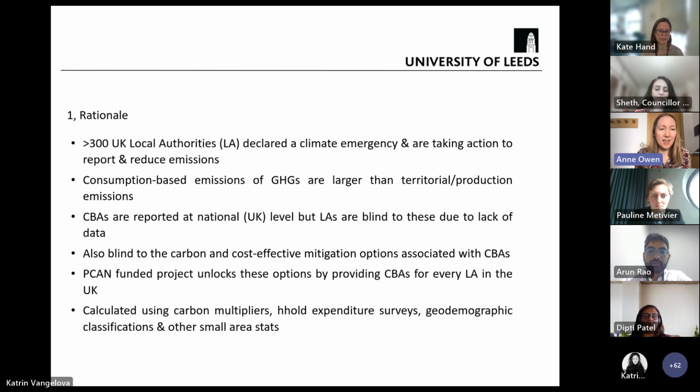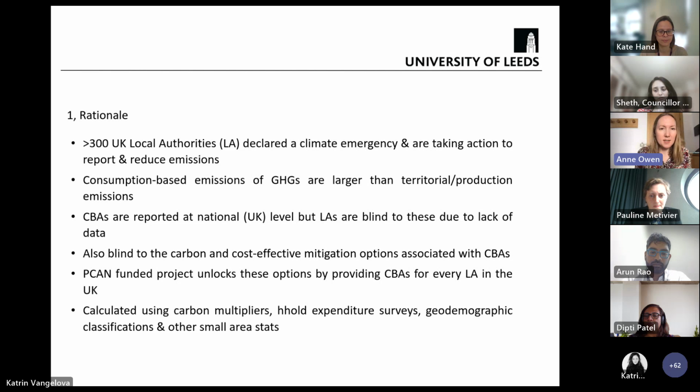Consumption emissions in the UK are always larger than the territorial emissions because we are a nation that imports more than it exports. The consumption-based account has been reported at the UK level for over a decade now, and you can find it on DEFRA's website. But if local authorities want to report this, they've so far been blind to what their consumption emissions are because this data just doesn't exist.